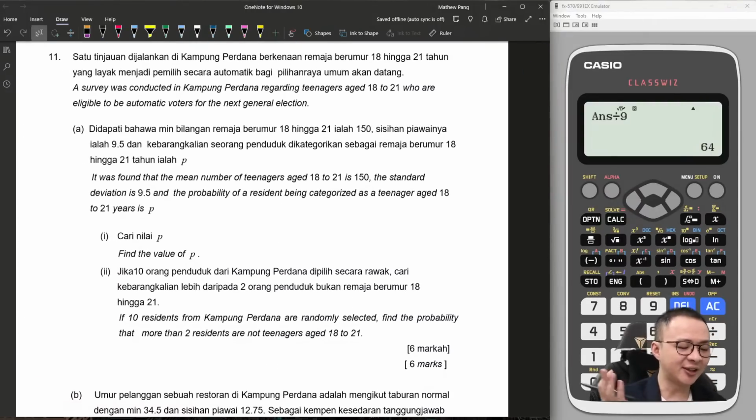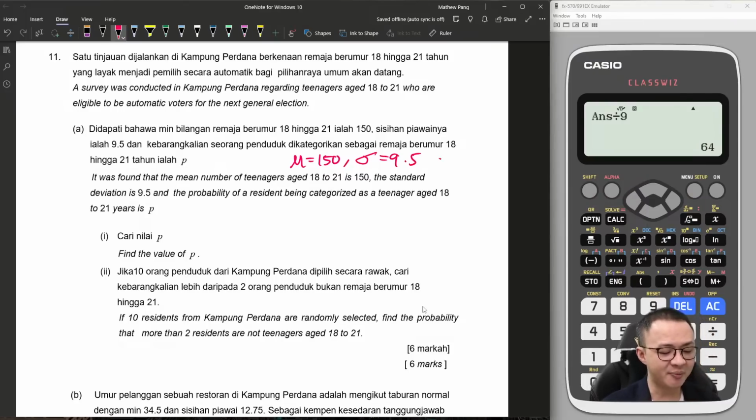A survey was conducted in the Kampong Perdana regarding the teenagers aged 18 to 21 who are eligible to be automatic voters for the next general election. It was found that the mean of the teenagers aged 18 to 21 is 150. So right now, at least I know the mean is 150, and the standard deviation is 9.5. The probability of a resident being categorized as a teenager aged 18 to 21 is P. Find the value of P.